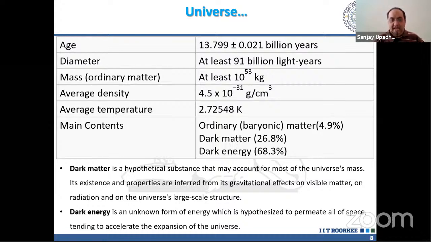Then the diameter is at least 91 billion light years, mass, average density. So these are the dimensions of the universe. This is available, we have received it from the literature. So if you see the age, diameter, mass, average density, all these things are the dimensions of the universe.